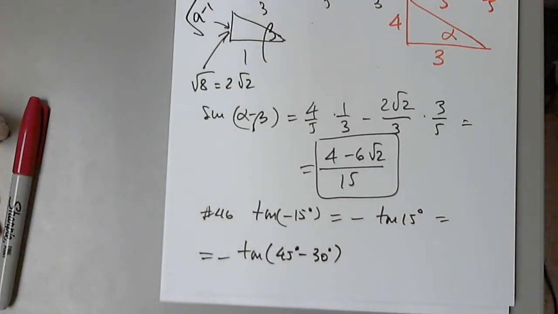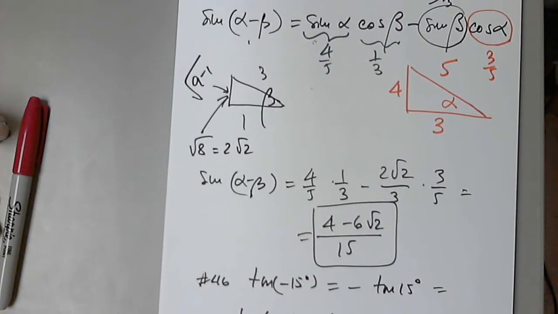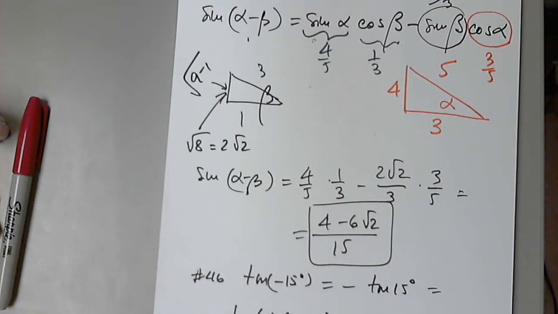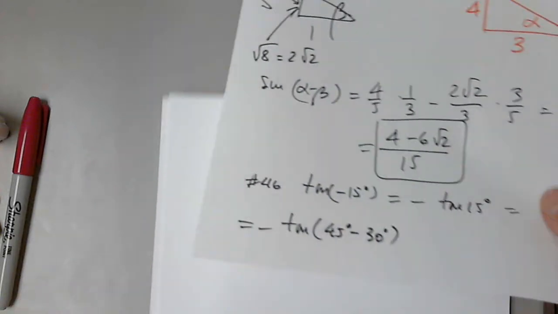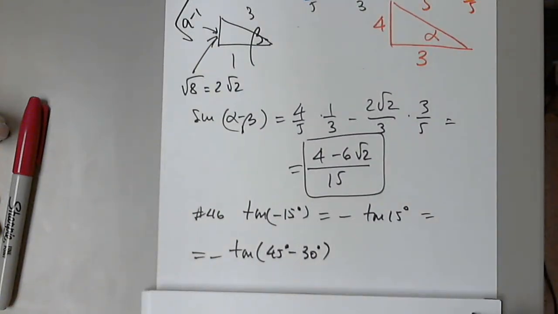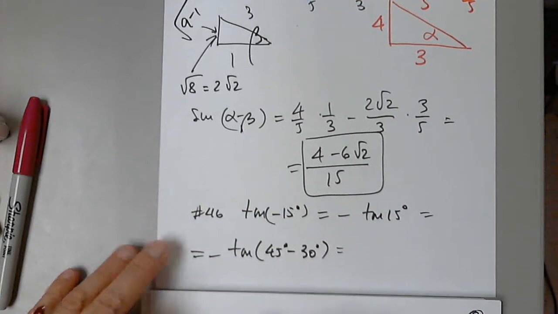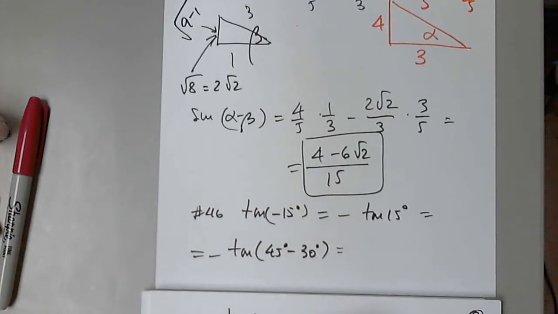Make sure when you use those known angles, the tangent is not undefined. Tangent is not undefined at 45 and is not undefined at 30. So then we use the formula for tangent of alpha minus beta. So from here we have minus tangent 45 minus tangent 30 over 1 plus tangent 45 times tangent 30.